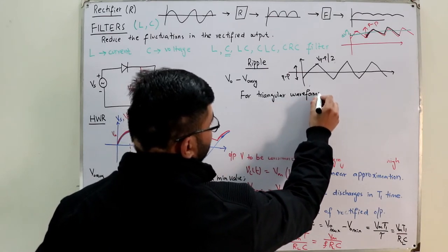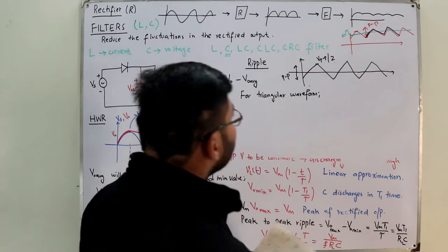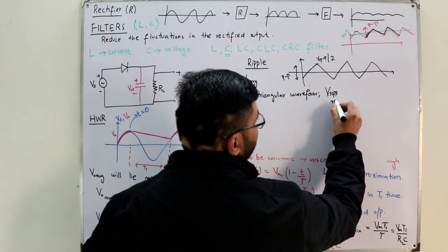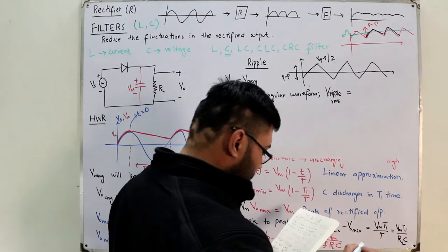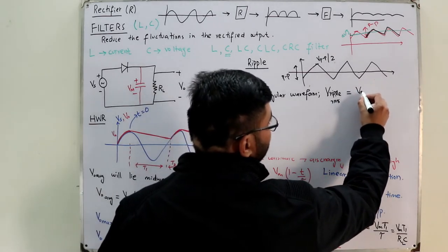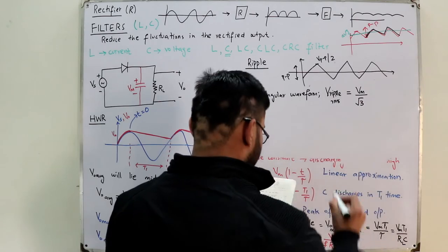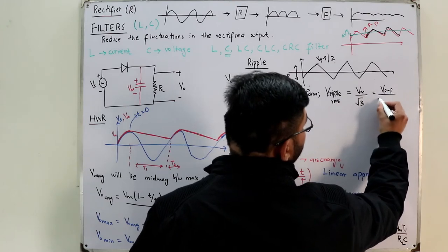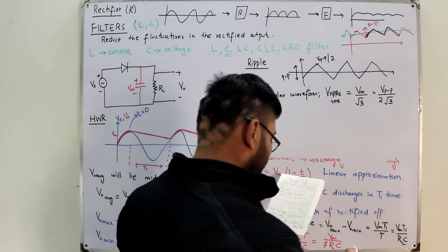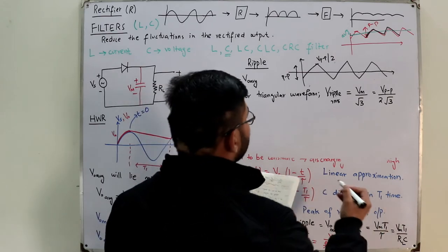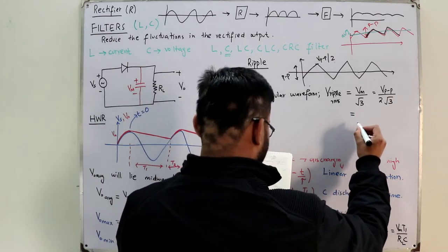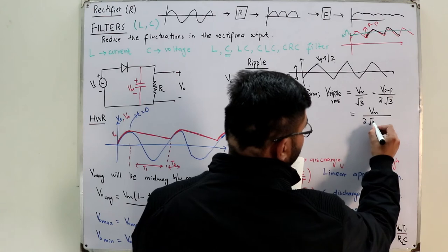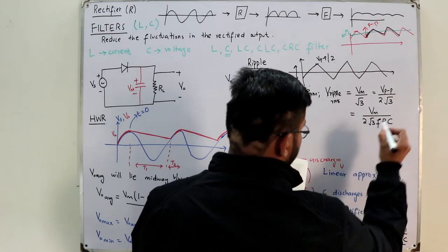So for a triangular waveform, now you know this very well, what do you have? The ripple RMS value. For instance, this is our ripple, V ripple. So the RMS value for this would be equal to the maximum value divided by under the root 3. And the maximum value over here is V peak to peak divided by 2, and further divided by under the root 3. And you have the values for this as well. So this would further be equal to Vm upon 2 under the root 3 FRC.